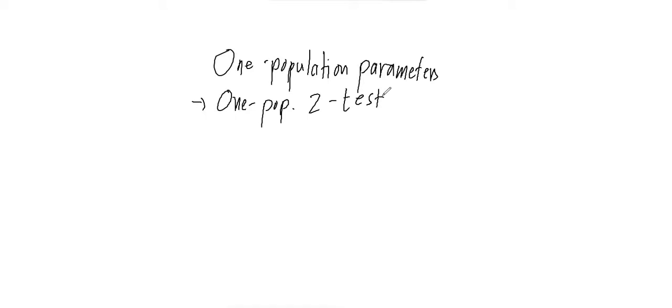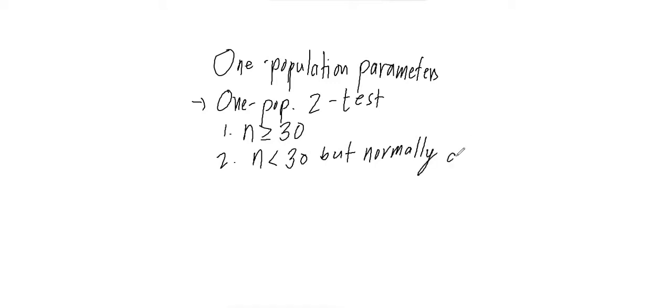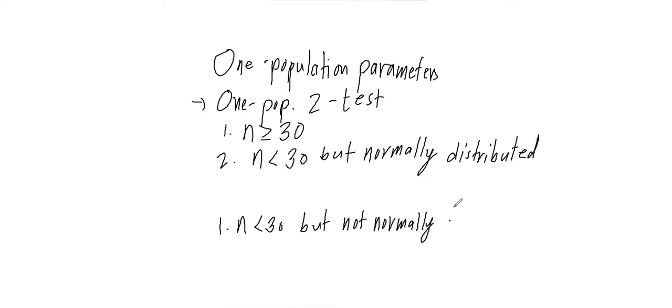Now, remember that in one population z-test, it should meet one of two conditions: either the sample size is greater than 30, or if the sample size is less than 30, it should be normally distributed. However, there are cases wherein we will get an n smaller than 30, but it's not normally distributed. And in these cases, we cannot use the one population z-test.